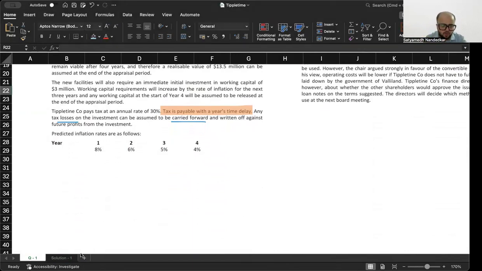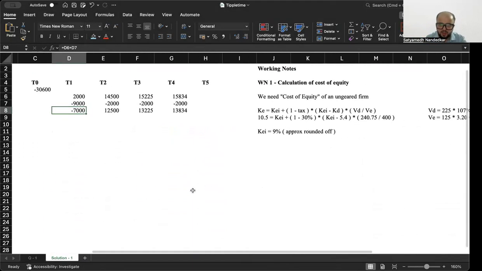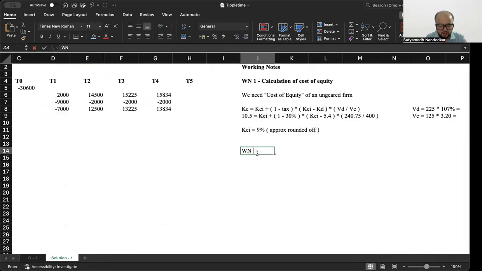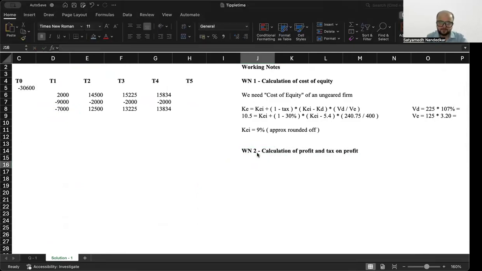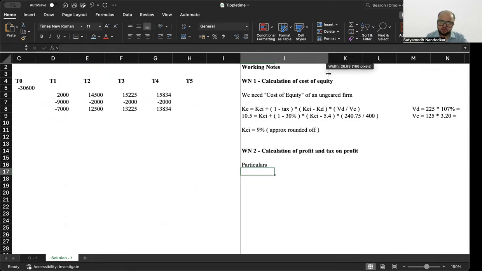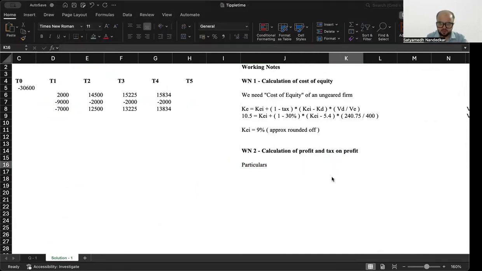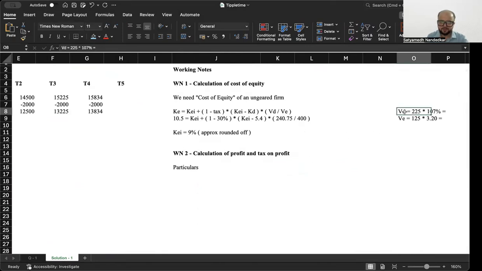So what I'm going to do here is prepare a working note on calculation of profit and tax on profit. Particulars, 4 years.